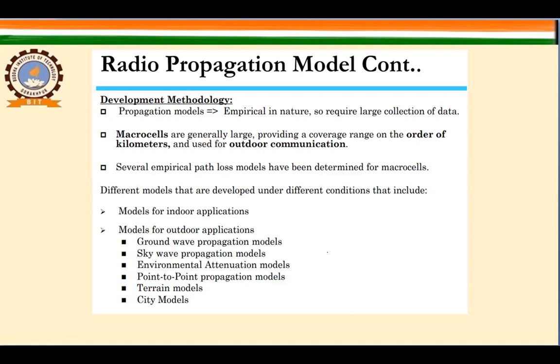First of all, we have already seen the indoor application. Now see the outdoor applications. The outdoor application starts from the ground wave propagation models and sky wave propagation models. This sky wave propagation model can be viewed like this: consider this is our Earth, shown by this hatched line, and the Earth has a certain curvature. So it is in a curve form, and we put our transmitter, and here we put our receiver.